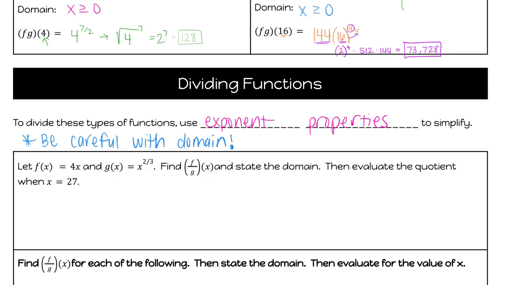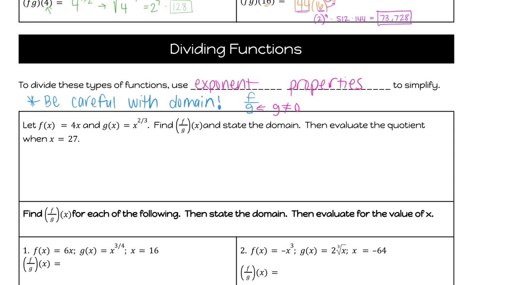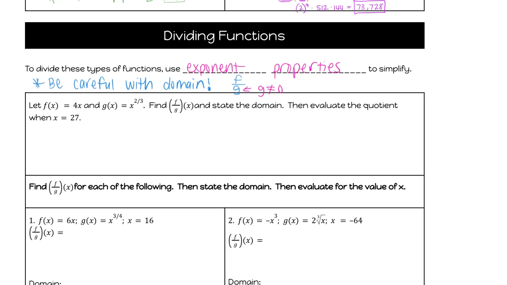So we want to make sure, if we're doing f over g, that we don't include any x values that are going to make g equal 0. We'll talk about that as we go through some of these examples, and you'll see what I mean by that. Okay, let's take a look at our first one here.